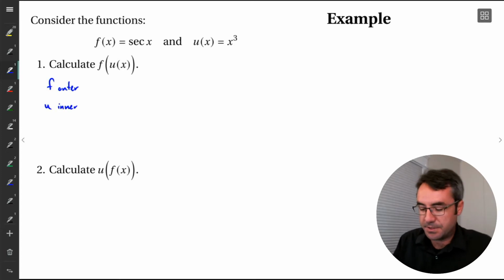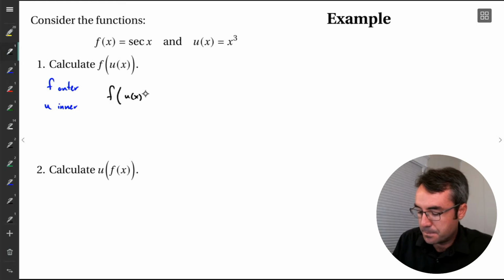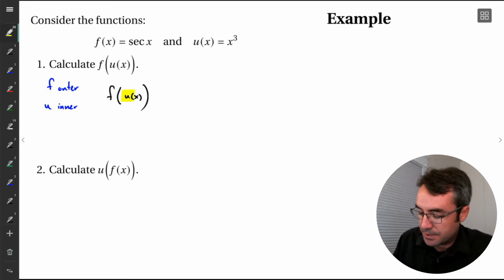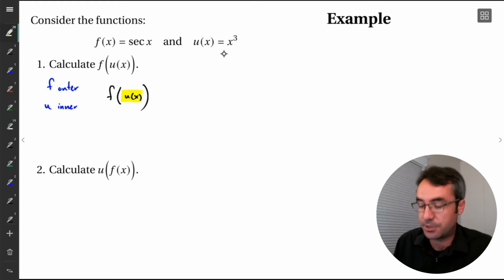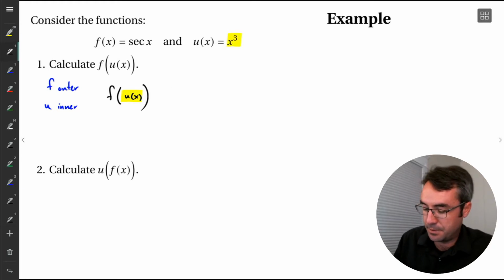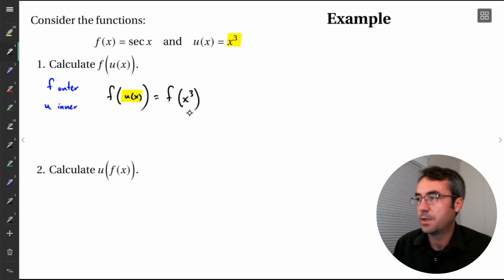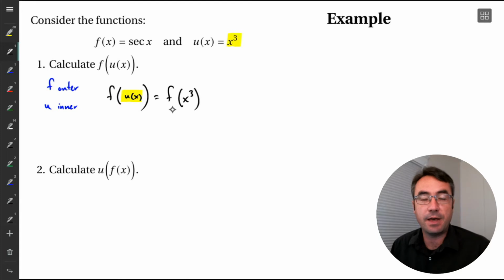All right, so let's see how this is going to look. So we want to calculate f of u of x. And let's start by replacing this u of x with what we know u of x actually is. It's x cubed. So essentially what we have is f of x cubed, and what we want to do is go to our function f, and wherever we see an x, just replace that with an x cubed.